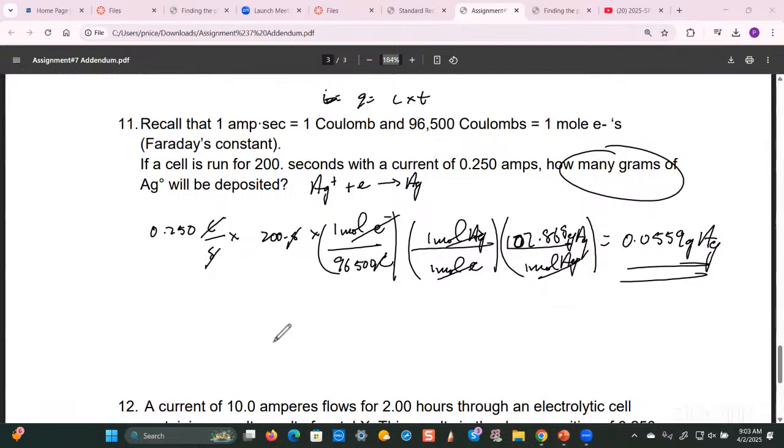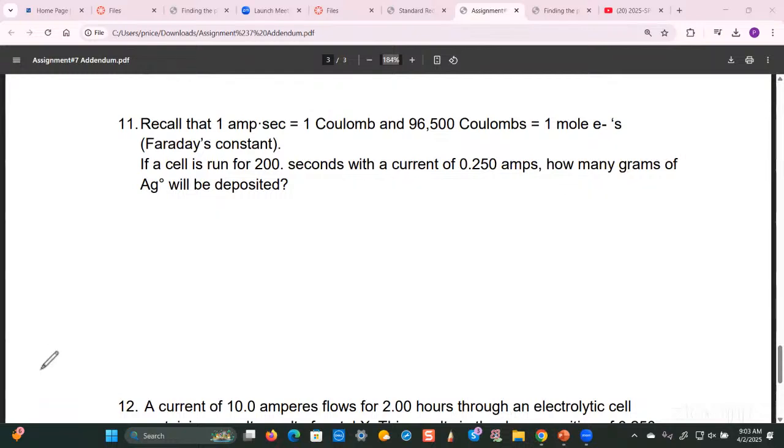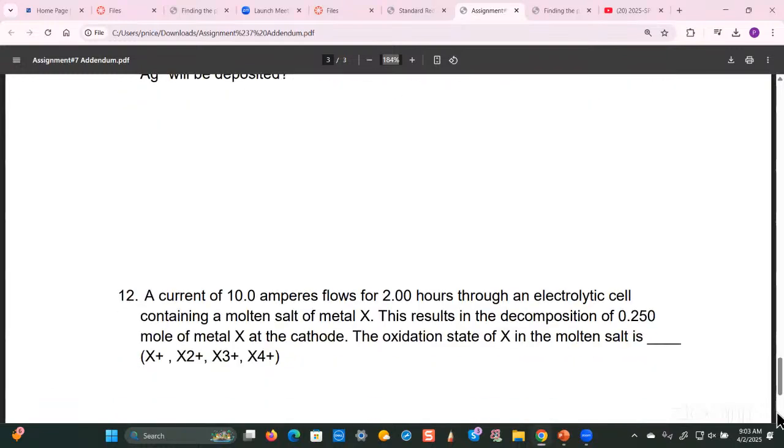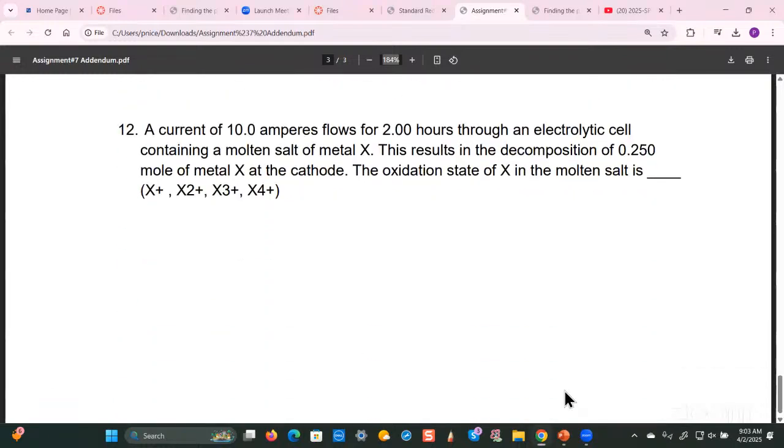Okay, so let me clear this and scroll down to the last question. The last question gives you the current and the time in hours, so we have to do some conversion. It tells you that the result of the electrolysis is a decomposition of 0.250 moles of the metal at the cathode. Or rather, that should be deposition. You may want to make a note of that. There's no decomposition; that should be deposition.